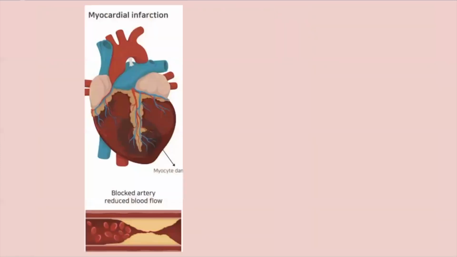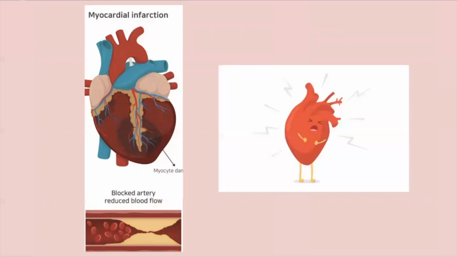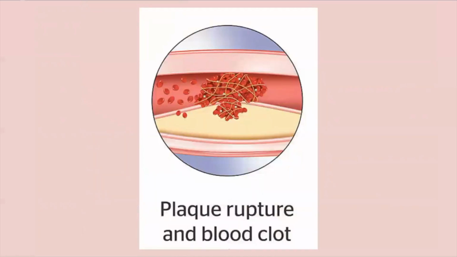Now, this is an example when plaque has narrowed the coronary artery to the point where blood can no longer pass through. This leads to myocardial infarction, a heart attack. A blockage to the coronary artery can also occur from plaque that has been broken apart or ruptured. Platelets come to repair the artery and form blood clots.